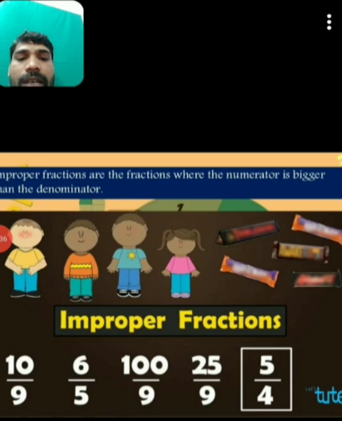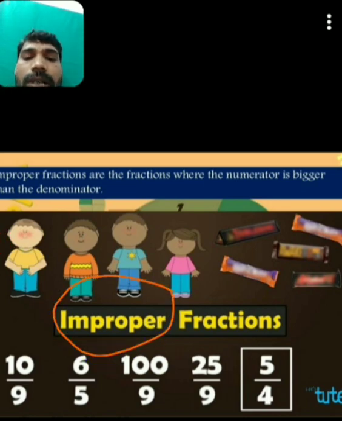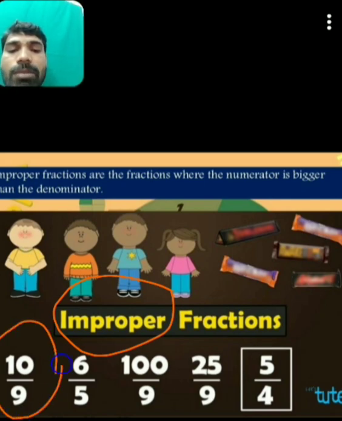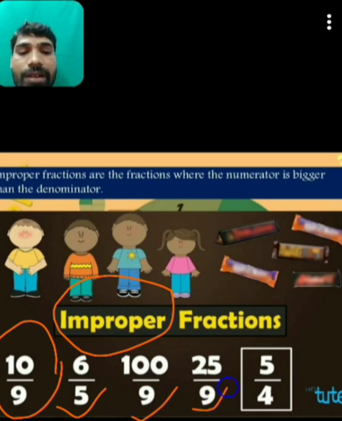Improper fraction. Here you can understand from the word improper that the parts are more than the whole. See here, the denominator is smaller and the numerator is greater. See 10 by 9, 6 by 5, 100 by 9, 25 by 9 and 5 by 4. These are examples of improper fractions. Improper fractions are fractions where the numerator is bigger than the denominator. So this is about proper and improper fractions.